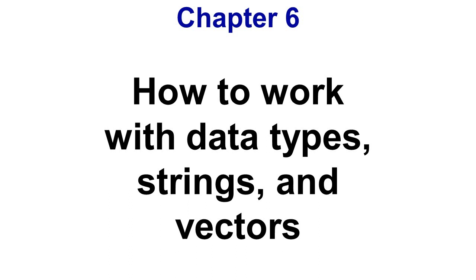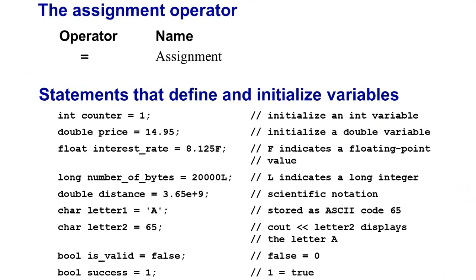In this video, I'll walk you through the highlights of Chapter 6, how to work with data types, strings, and vectors. Recall that the assignment operator is the equal sign and that it copies the value on the right to the variable on the left. On this slide, the book demonstrates declaring the variable's data type and assigning a value to the variable all on one line.